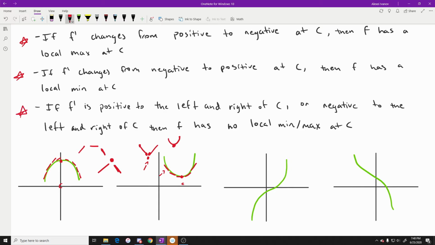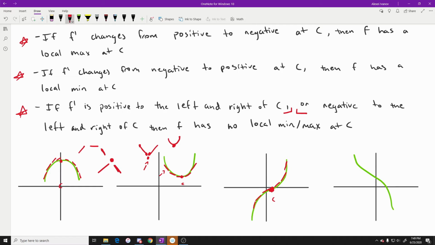And this last point can be shown in two scenarios. Basically, I'm going to break it down to the first half, right before the comma here, and then right after the comma. So we're saying that if f prime is positive to the left and right of c, meaning that it has a positive slope or a positive tangent on both sides of c, let's say c is right here, we would have a positive slope, and then it would still be positive right here. That means the direction of the slope hasn't changed, so there's no local min or max.